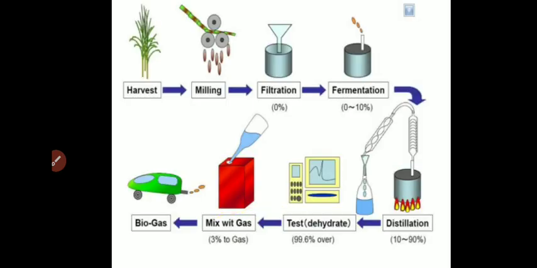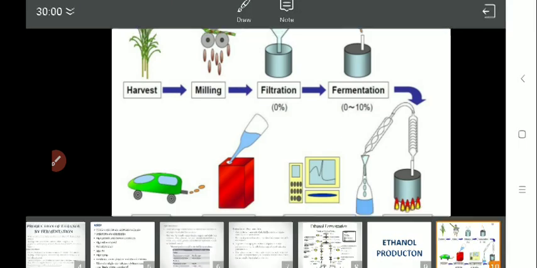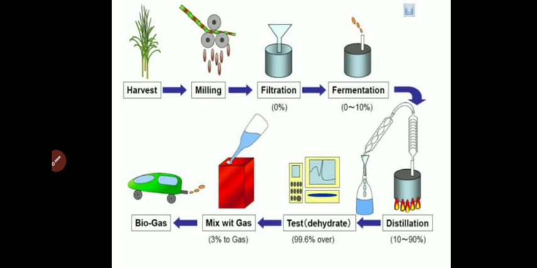So, here you can see a process or flow sheet of production of ethanol by fermentation process. Here, basically the sugarcane, a raw material, is selected, harvested, and then it undergoes the milling process where the sugarcanes are crushed and the juice is removed.